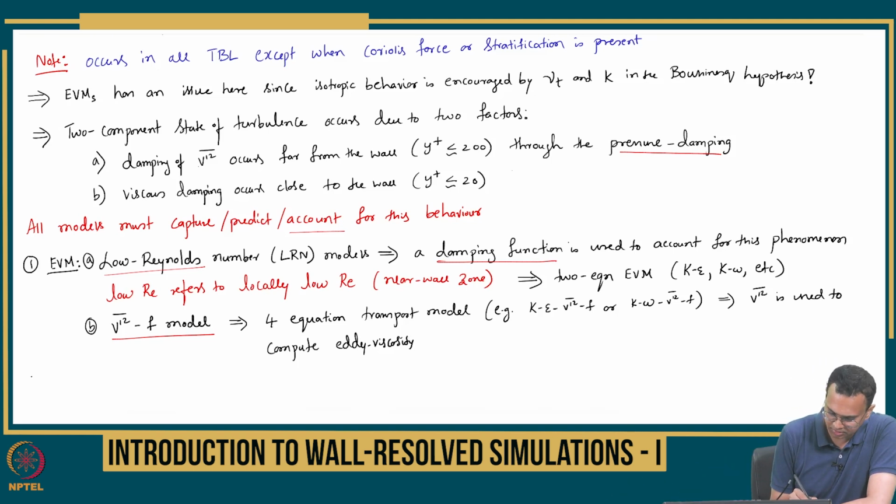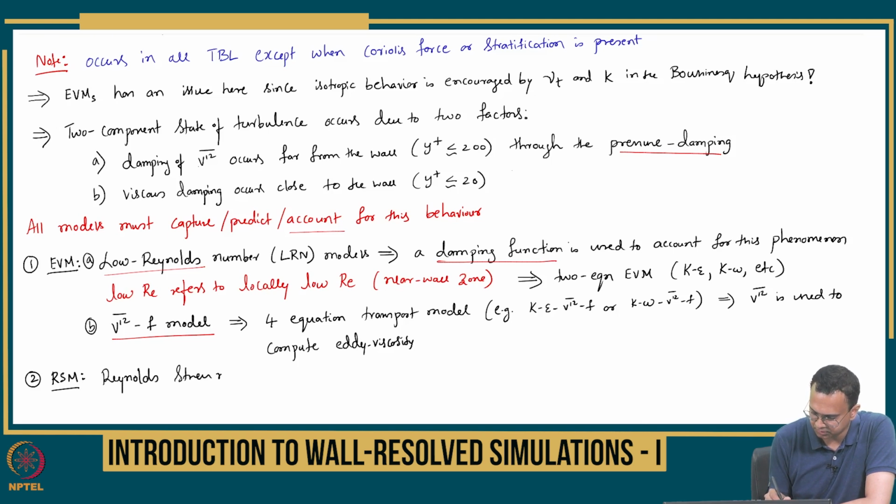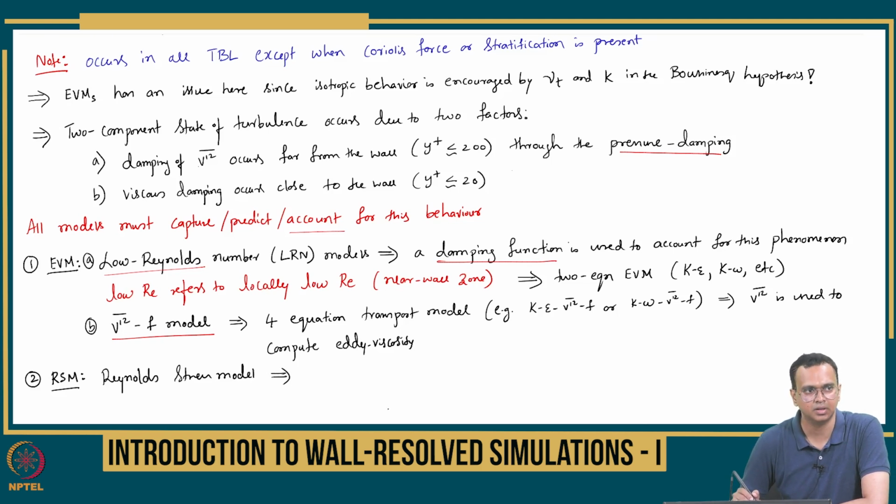The other option within the frame of RANS models is to use what is called a Reynolds stress model. As the name itself says, you are solving for the Reynolds stresses. So this will be a 7 equation model. There are 6 Reynolds stresses that you have to solve. In addition to that, we will solve for an epsilon equation. We will come to that when we move to RSM.